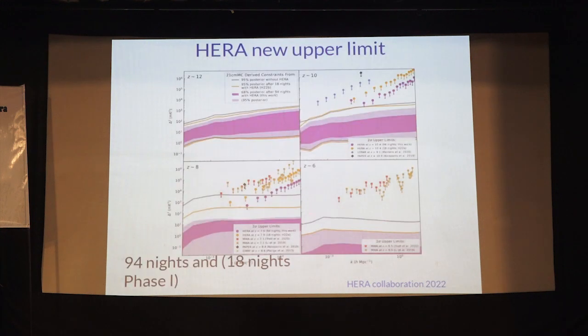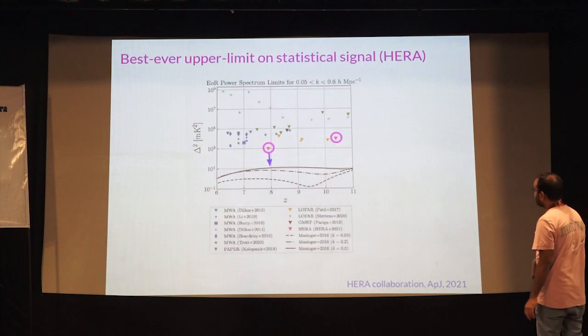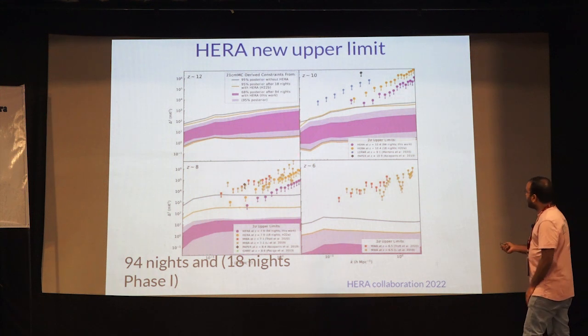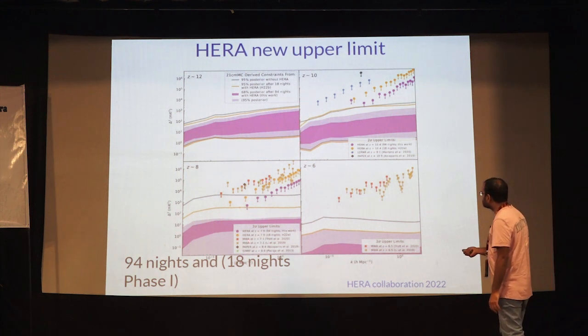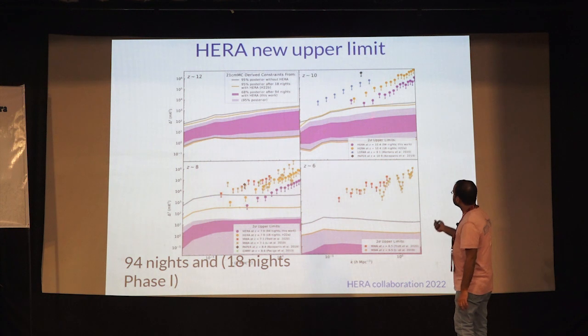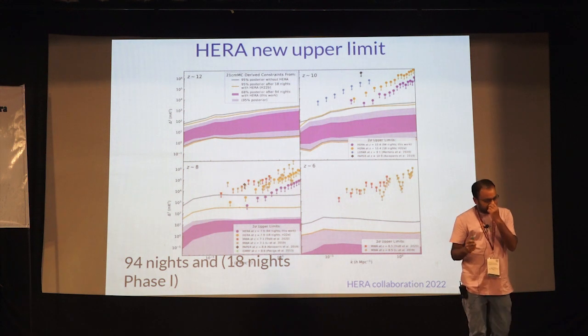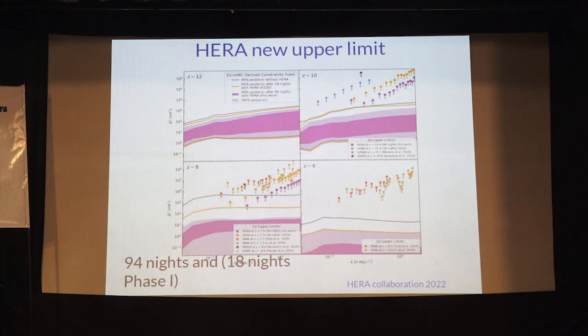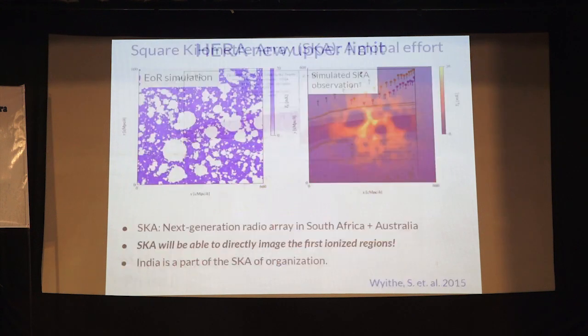Recently HERA put another upper limit. The earlier one was for 18 nights of observation. Now this is 94 nights combined, and you can see the earlier HERA observations, and this is the new one after 94 nights. So these upper limits are now quite sensitive. As I said, this is noise dominated. If you combine more and more data to reduce the noise level, unless it is dominated by other systematics, you can reduce the noise limit by putting in more data. So this 94 nights is the best upper limit of HERA.